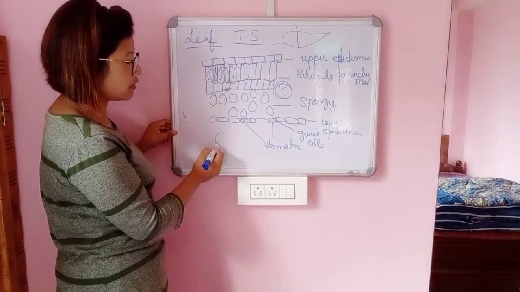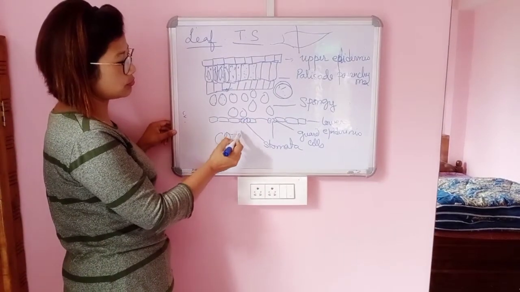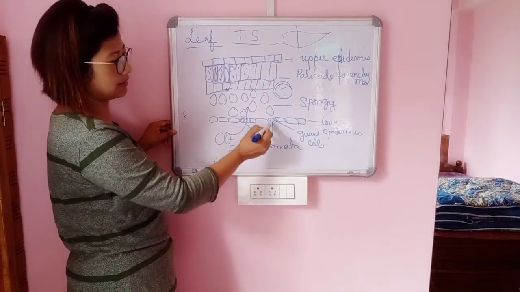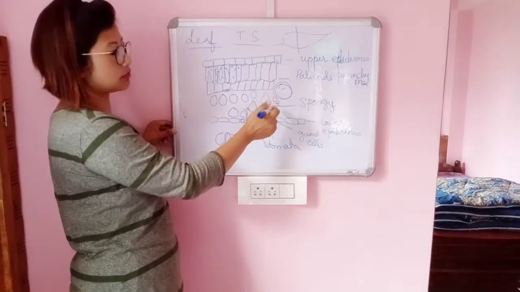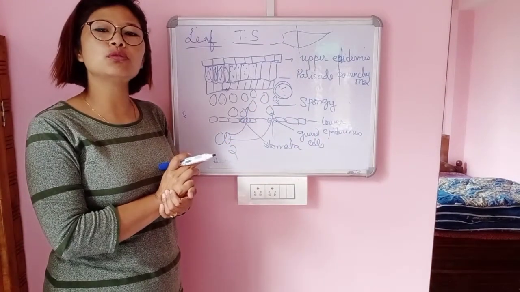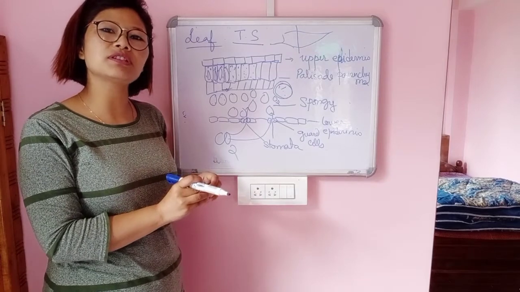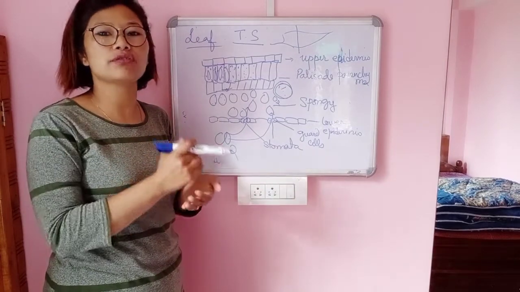And carbon dioxide enters inside the leaf through stomata. And oxygen that is produced during the process of photosynthesis comes out through stomata. So stomata is a very important part where exchange of gases takes place.